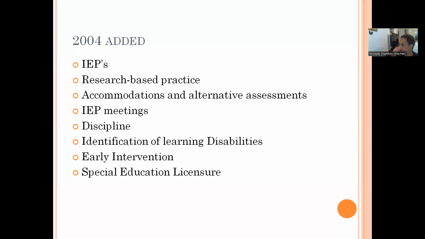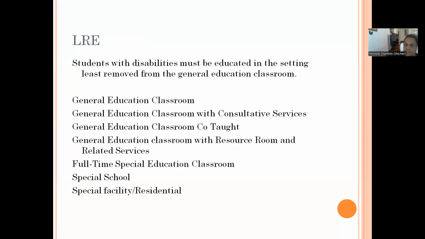Also, IDEA in its newer form highlighted that special education teacher licensing must be high caliber, high quality, and a focus on what it is that special education teachers need to learn in the curriculum of getting their license.